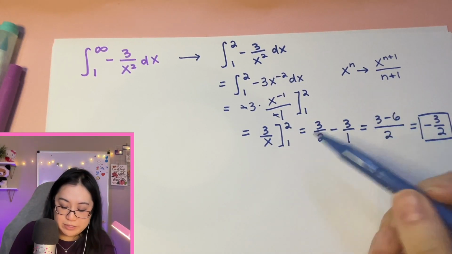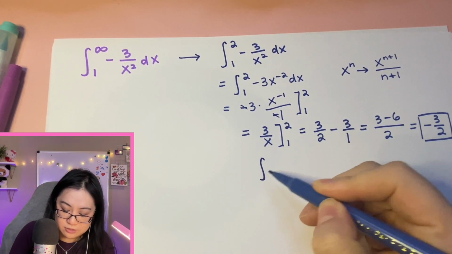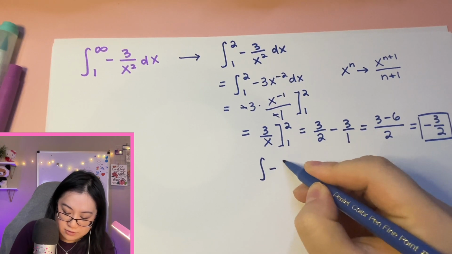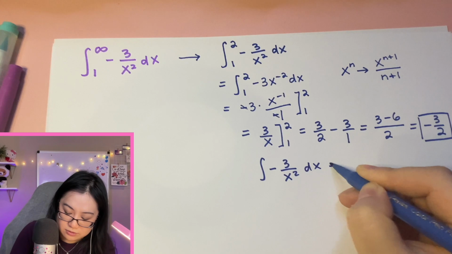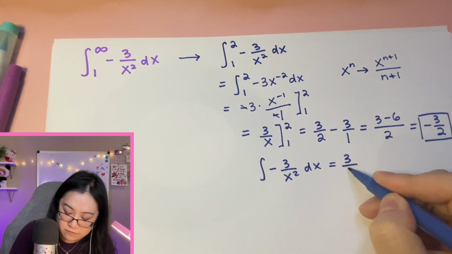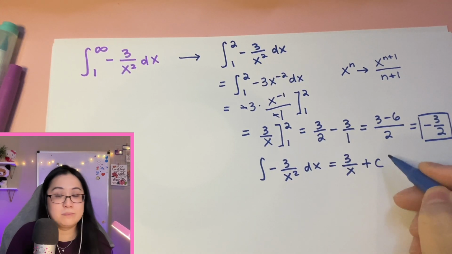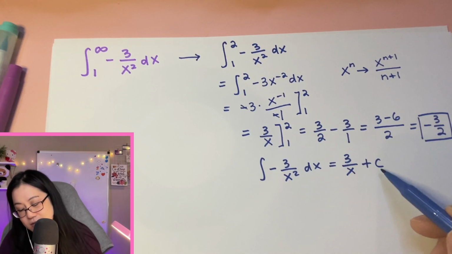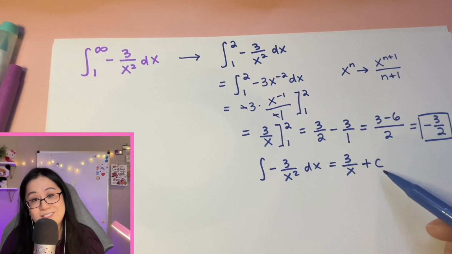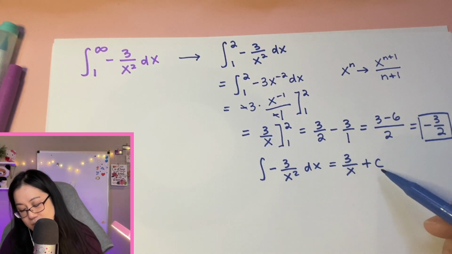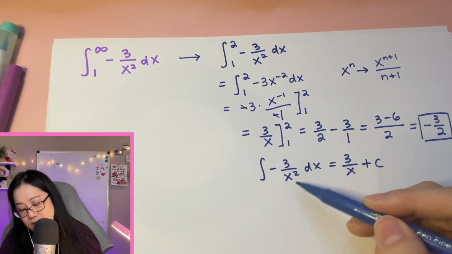And if we have no bounds at all, it's just an indefinite integral, just open. So we would just do 3 over x, and then don't forget to put a plus c to represent any constant, because when we take the derivative of this, the derivative of a constant is 0, that would go away, and we would still get negative 3 over x squared.